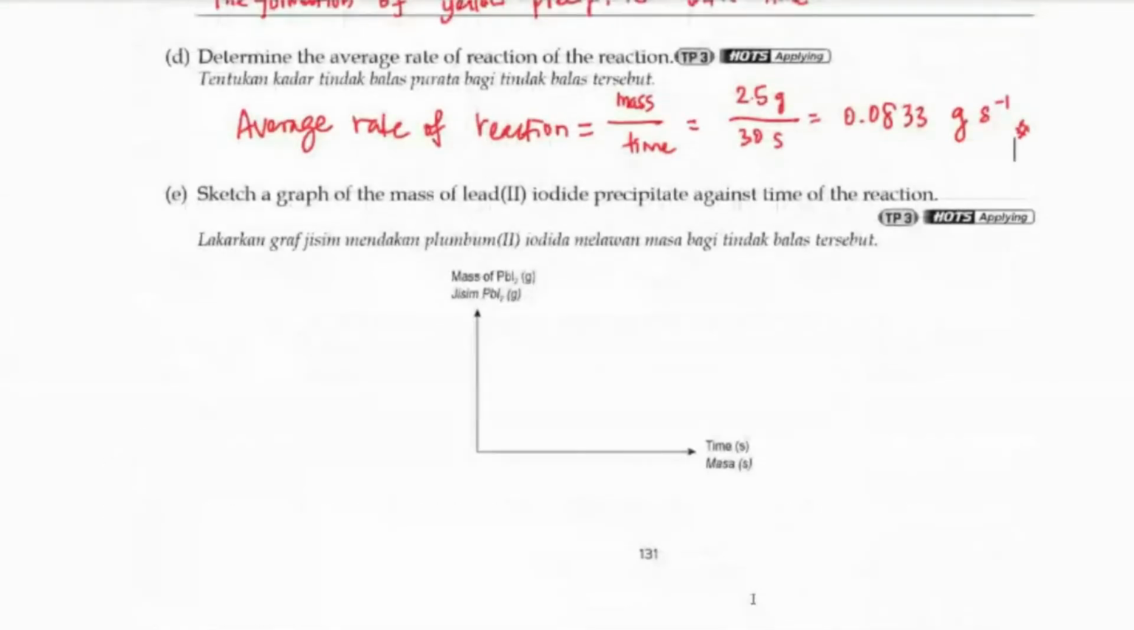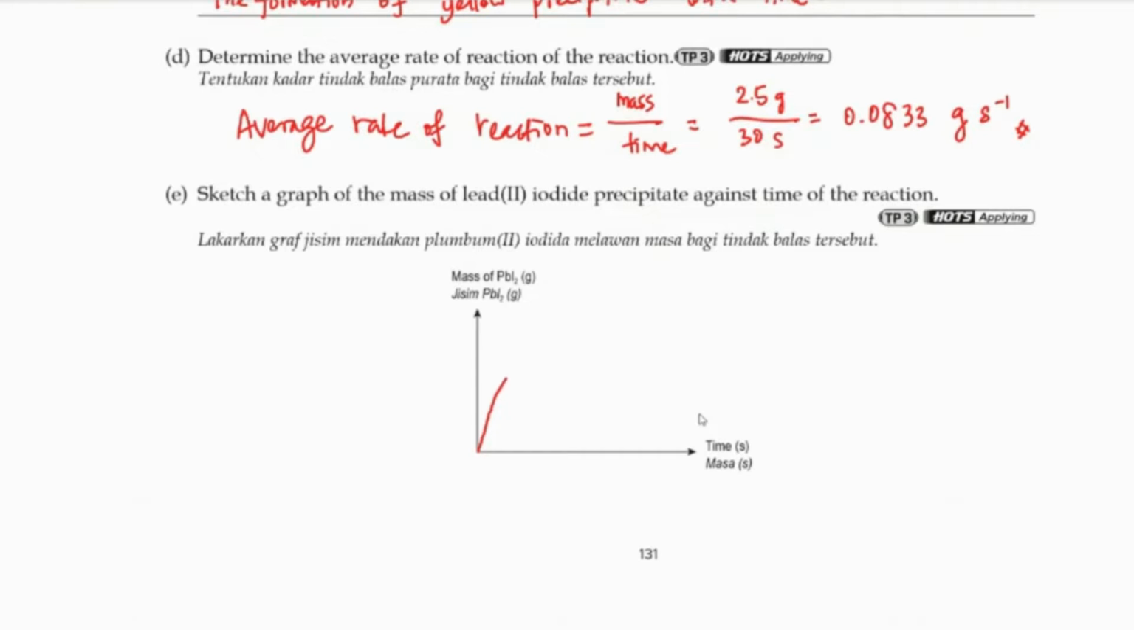Okay, next. Sketch the graph of the mass of the lead 2 iodide precipitate against time. Okay, so you will see if initially when the times go on, definitely the mass will increase, right? So it will increase like this. Okay, so what do you think? It will increase like this all the time, or what, class?